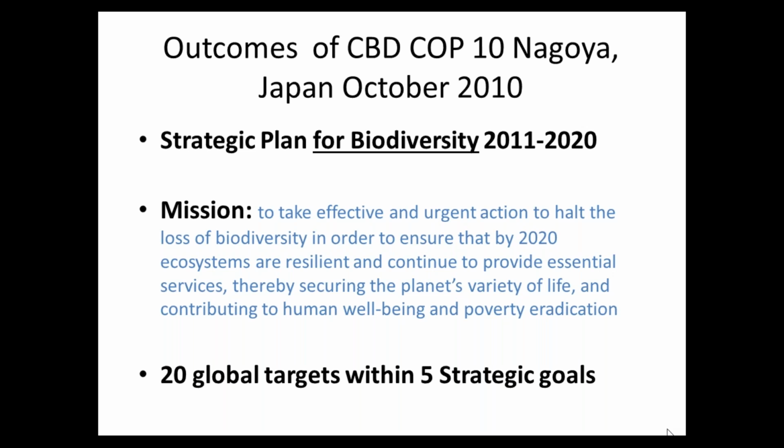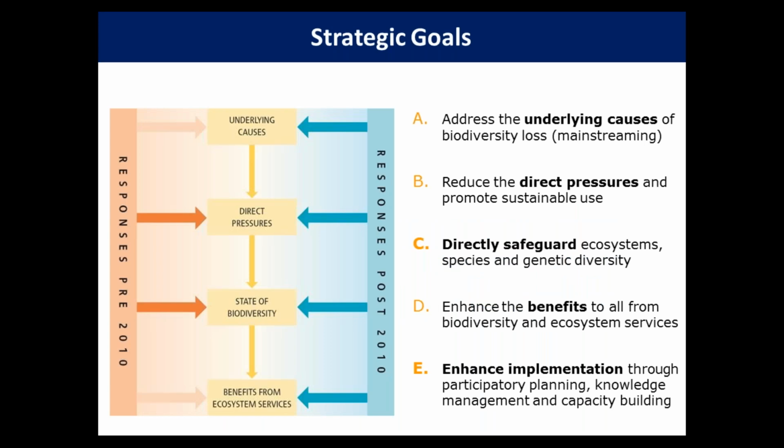Very briefly, the structure of it: it has 20 global targets, known as the Aichi targets, grouped within 5 strategic goals. And these goals are based around the DPSIR framework, as it's known: Drivers, Pressures, State, Impact, Response. So strategic goal A was about addressing the underlying causes of biodiversity loss through mainstreaming, and that includes things like raising awareness and recognizing the value of biodiversity.